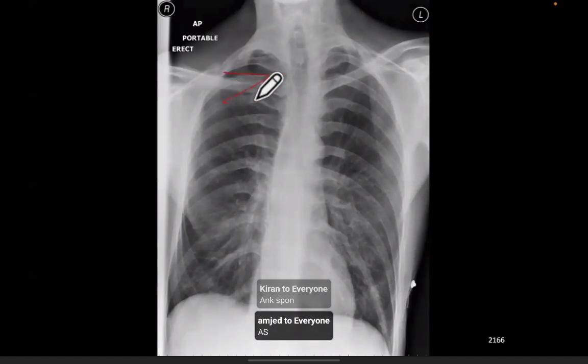Sometimes they may get upper zone fibrosis, or they may just get a restrictive defect because they can't expand the chest any more than what you see here, because all the joints are now fused.